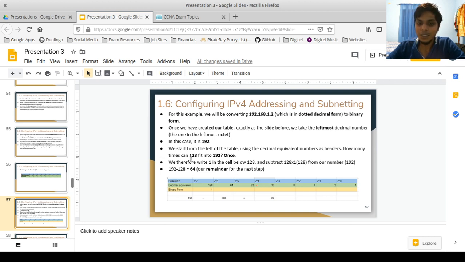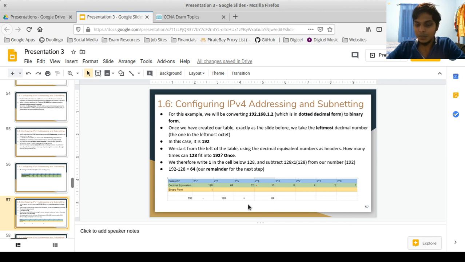So of course once, right? You can't get two 128s in 192, but you can get 1. So we therefore write 1 in the cell below 128 and subtract 128 times 1 from our number 192. You see I left a space there and I just wrote it here. So think of it as a multiplication going down there. We have 192, which we take from there and write here. 128 can fit into 192 exactly once, so we write that 1 there. Then 128 times 1 is 128, and then we do a subtraction here. So 192 minus 128 is 64.